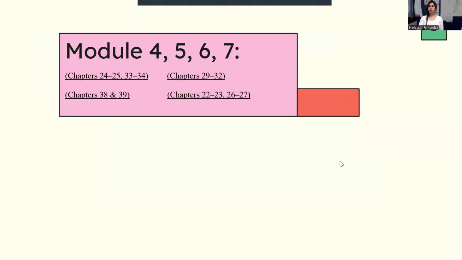For each of these modules, the chapters would be chapters 24 to 25, 33 to 34, chapters 29 to 32, chapters 38 and 39, and then chapters 22 to 23, and 26 to 27, okay? And this would all be the chapters for modules 4, 5, 6, and 7.